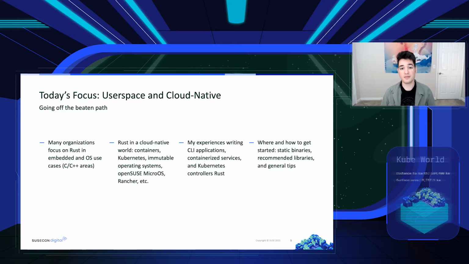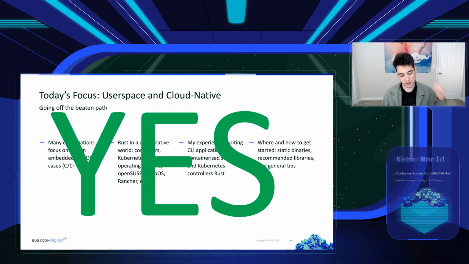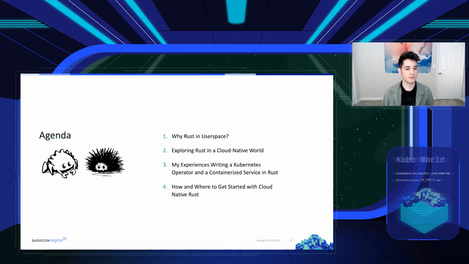And then we're going to be talking about my experiences writing certain applications and services for Kubernetes. And then we're going to use the blood, sweat, and tears from that to transition towards how and where to get started. And these will be things like, how do I build static binaries, recommended libraries, and just general tips. So yes, we're going off the beaten path, and we're covering cloud native in particular for Rust.